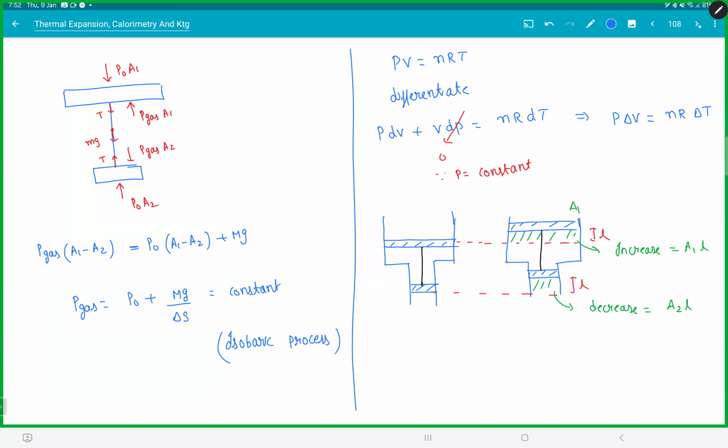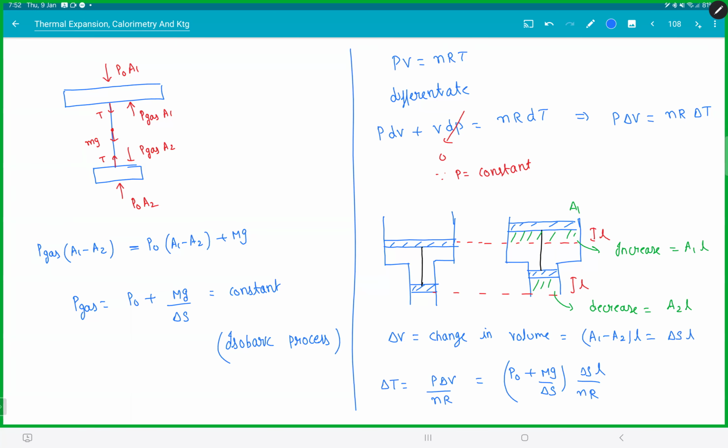So what is the change in volume? Delta V, change in volume, is increase minus decrease, which is A1 minus A2 into L, which is delta S into L. There I got my delta V. You're done. So change in temperature delta T is P delta V by nR. P is the pressure of the gas, so P naught plus mg by delta S. Delta V is delta S into L by nR. You know all the values, substitute, you'll get the answer.